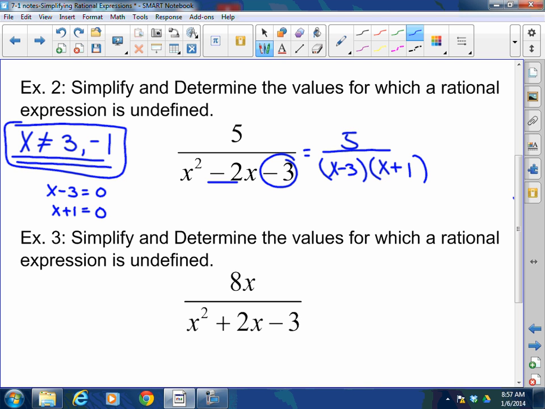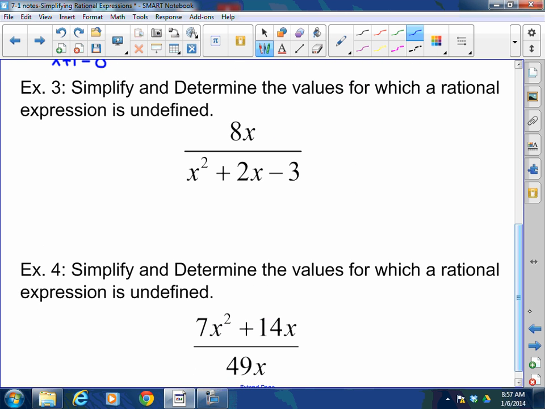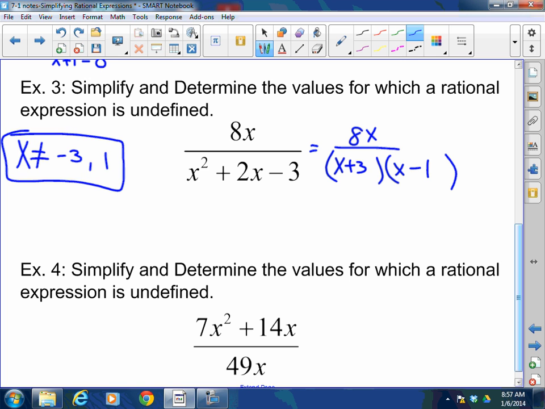Okay, let's move on. Thank you, guys. Okay, 8x cannot simplify. What times what is -3, but when added together is +2? X plus 3, x minus 2, x minus 1 this time. So x cannot equal -3 or 1. Why can it not equal -3 or 1? Because either one of those x values will make the expression undefined. Excellent, son. Thank you. Great job.